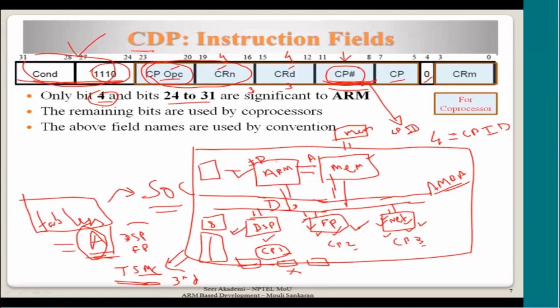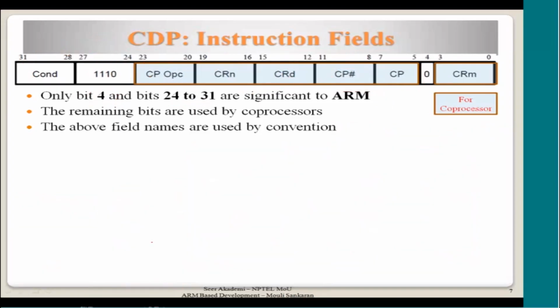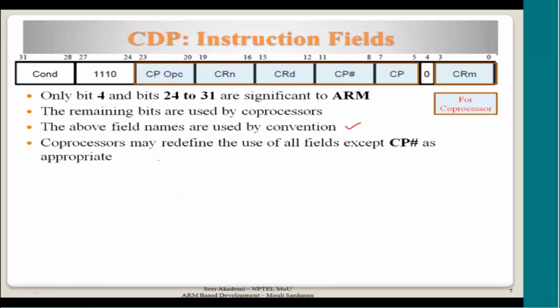But this is recommended by ARM, the company, that you can have these parameters like this, but again it is left to the developer of the coprocessor. They need to be consistent with where they keep the CPIDs and how they interpret the conditional flag. So this is a convention. A coprocessor may redefine the use of all fields except this. That's what I explained to you now.